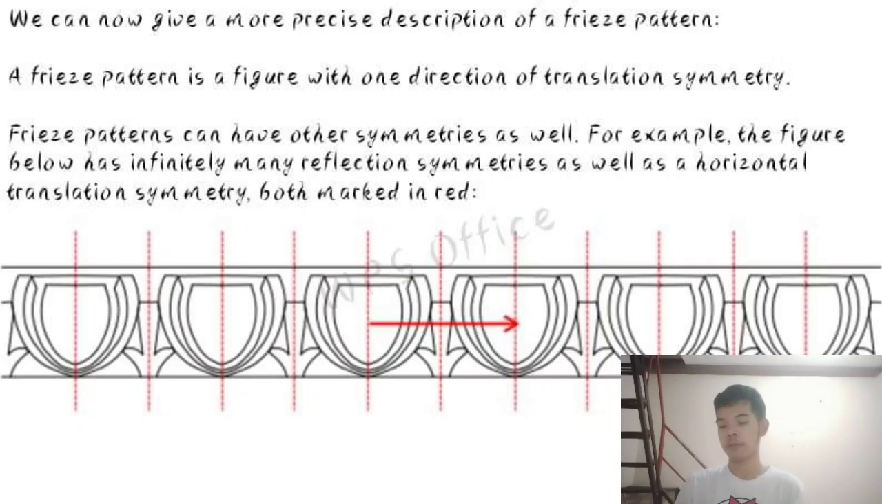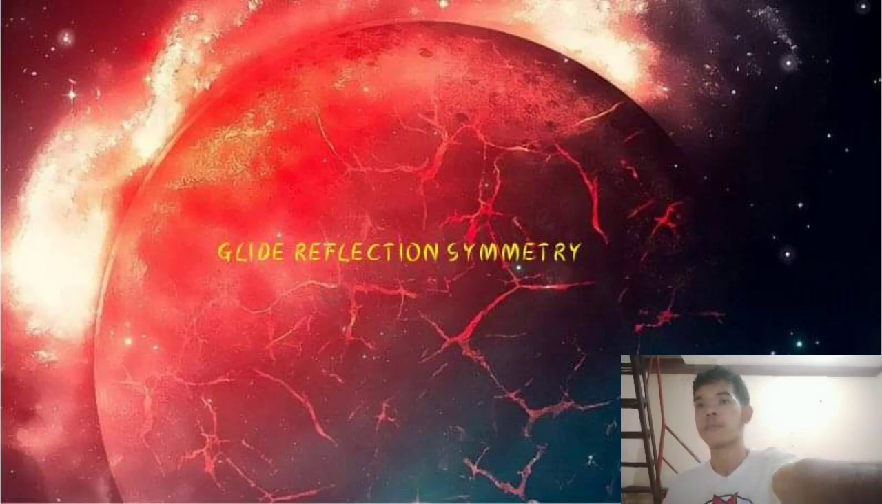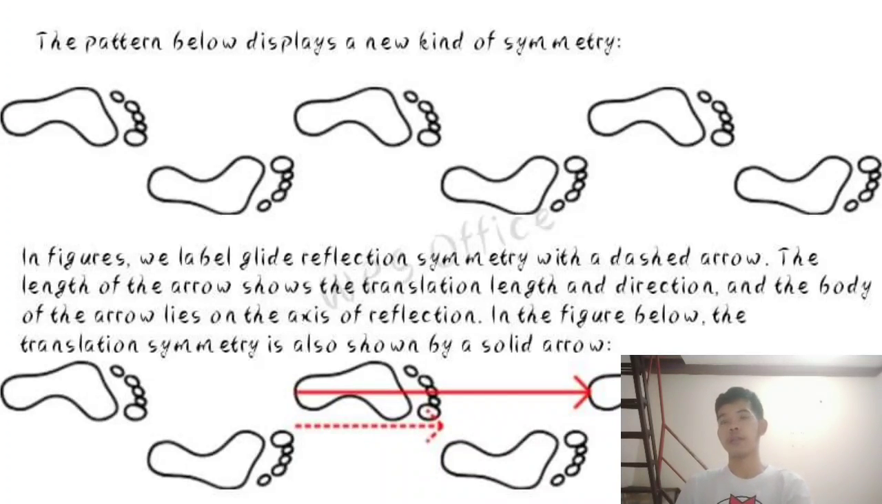Practice looking for symmetry in frieze patterns with the frieze marking exploration. So this is one example of horizontal translation symmetry. Next, glide reflection symmetry. The pattern below has this kind of symmetry. We label a glide reflection symmetry with a dashed arrow. The length of the arrow shows the translation length and direction, and the body of the arrow lies on the axis of reflection. In the figure below, the translation symmetry is also shown as a solid arrow.